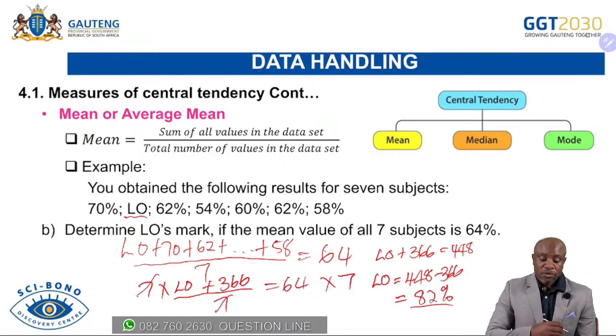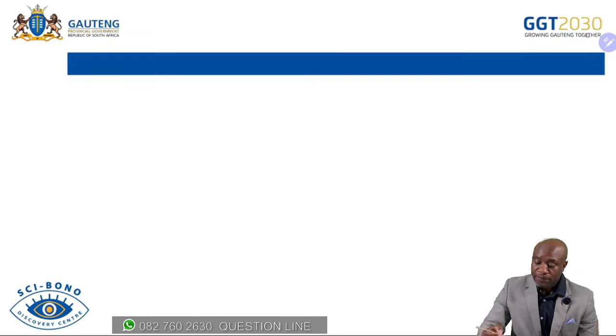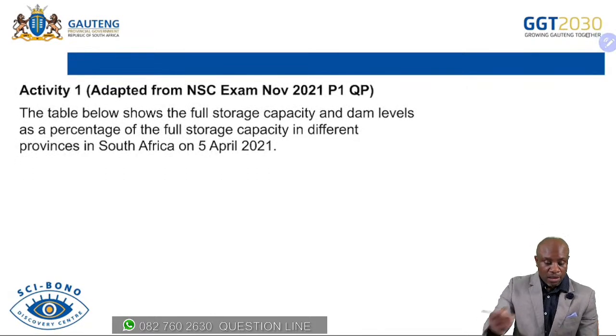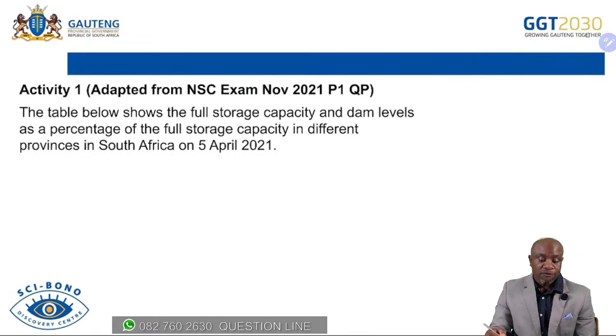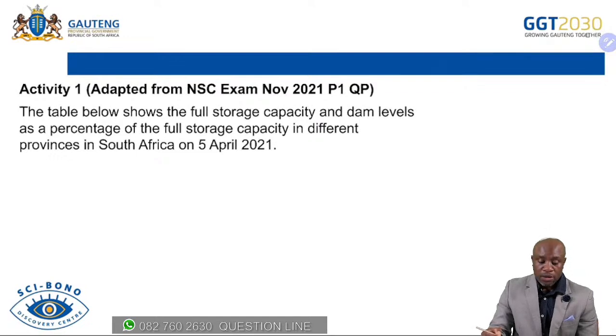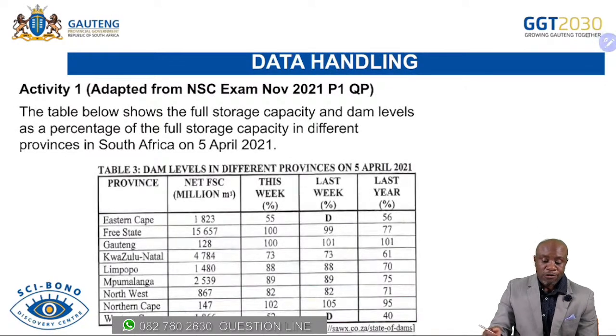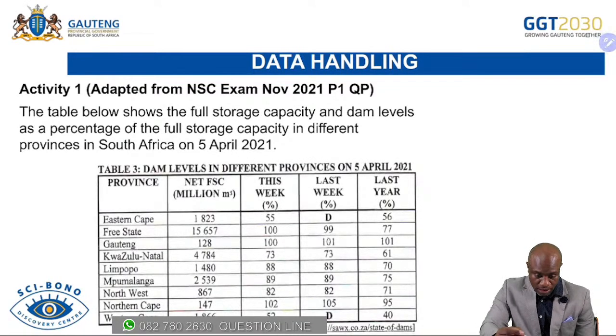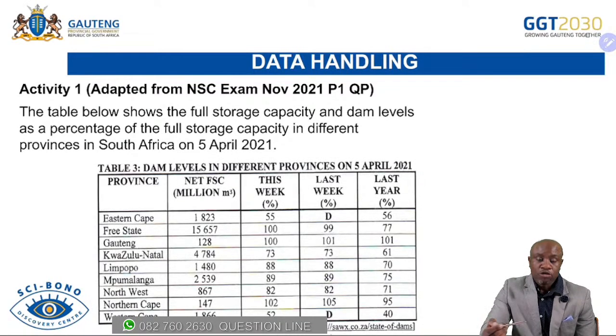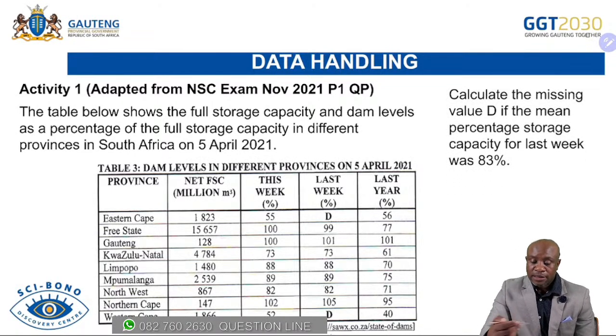Now, they love these questions. If you check this year's paper, the matric paper just written a few weeks ago, the table below shows the full storage capacity and dam levels as a percentage of the full storage capacity in different provinces in South Africa. You should know there should be how many? 9 provinces. So we should be having 9 values. But there on one of the columns here, we are missing 2 values. We are missing 2 values. And there was a question on that.